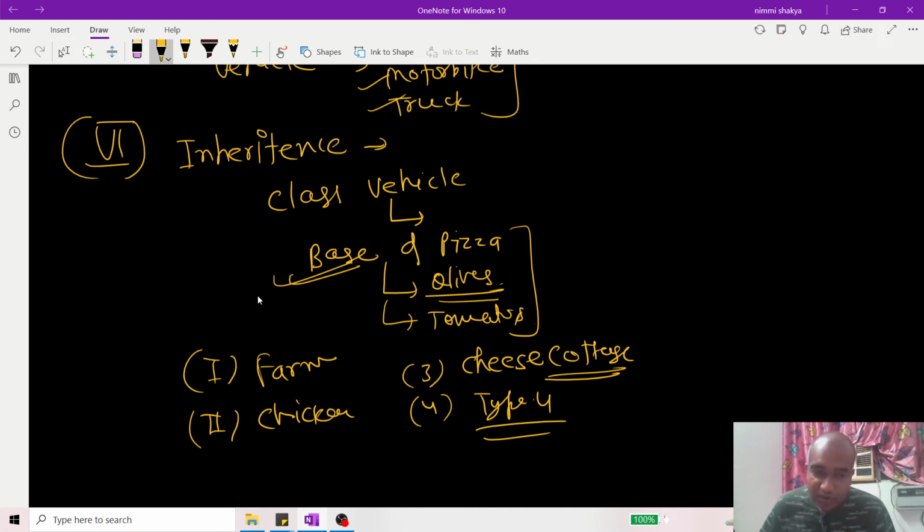For this kind of pizza, like farm pizza, you have a template, a blueprint. Whenever you create farm pizza, you will put on the base of pizza, on which you are already getting olives and tomatoes. But on the farm pizza, on top of the base, you will put some new things like some spinach. You will put some other vegetables.